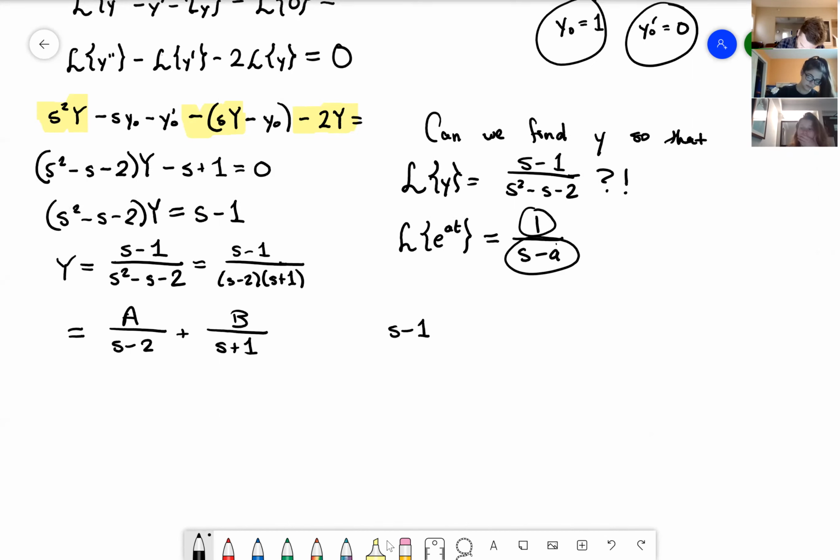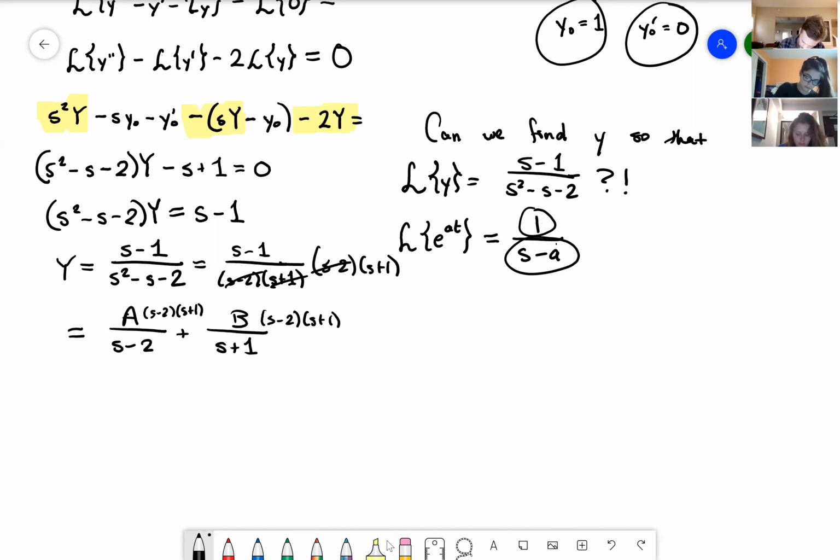s minus 1 equals A times the s minus 2's cancel out, and we get s plus 1 plus B. Let's just show all of the work here. We're multiplying both sides by s minus 2 times s plus 1. That's clearing denominators. We're multiplying by the least common multiple of all the denominators.